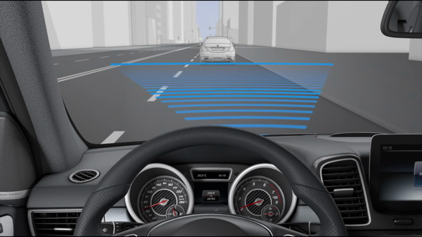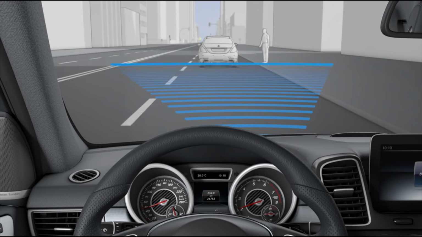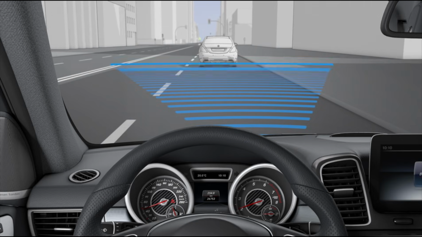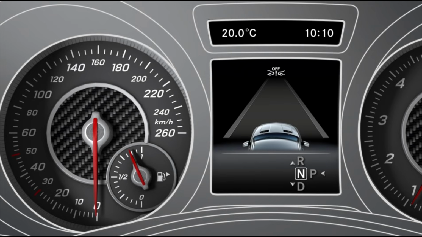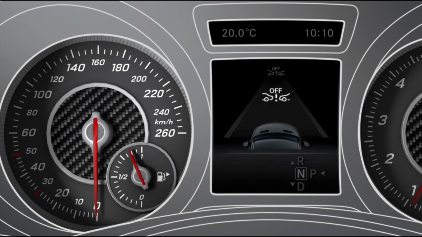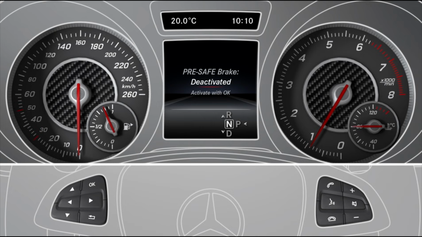Pre-safe brake can detect obstacles that are in front of your vehicle for an extended period of time and help you to reduce the risk and severity of accidents. If pre-safe brake is deactivated, the appropriate symbol will appear in the multifunction display. To activate or deactivate, navigate to the Assistance menu and select Pre-safe brake. Confirm your selection and switch the assistance system on.